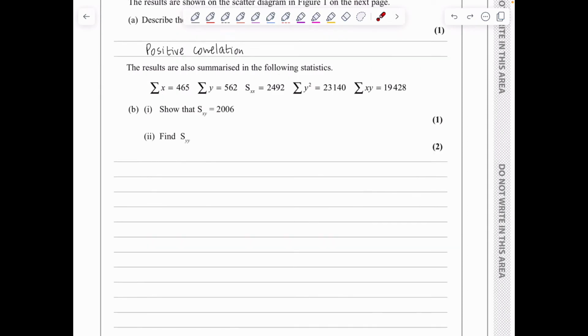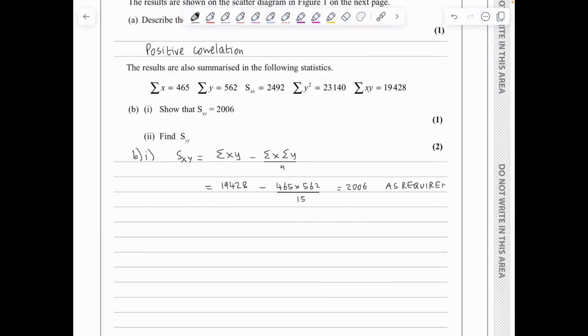We are then told that the results are summarized in the following statistics, and we need to show that SXY is 2006 and also find SYY. Well, we know that the definition for SXY is simply the sigma XY minus the sigma X sigma Y over N. So we will be substituting sigma XY with 19,428 minus the 465 times the 562 over the N, which is 15, and this is giving an answer of 2006 as required. This is SXY.